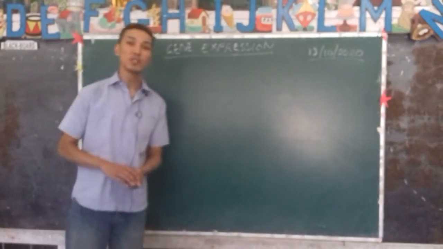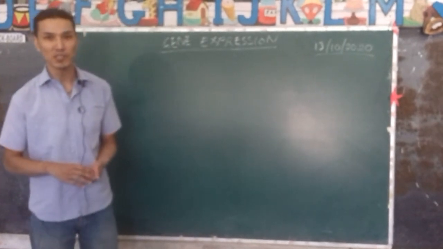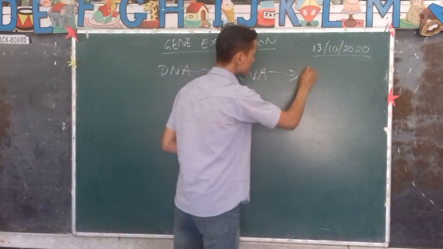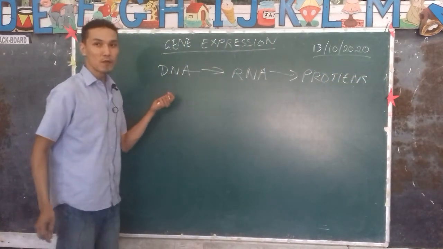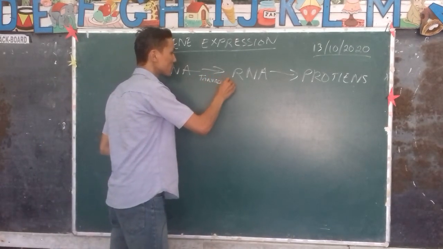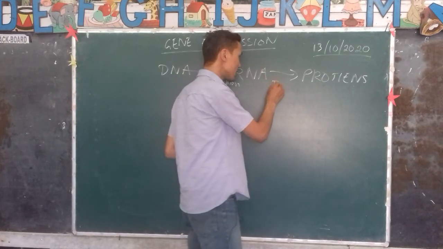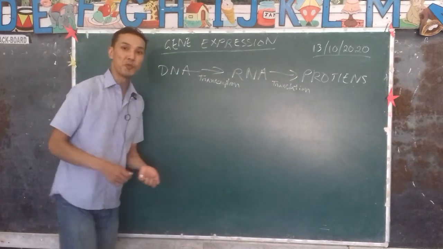So today we are going to discuss gene expression. We already know genes are the hereditary material present in the DNA. Genes basically produce proteins, and how it happens is DNA gets converted to RNA and RNA gets converted to proteins. The process of conversion from DNA to RNA is called transcription, and the process of formation of proteins from RNA is called translation. So this is how your genetic information basically works.